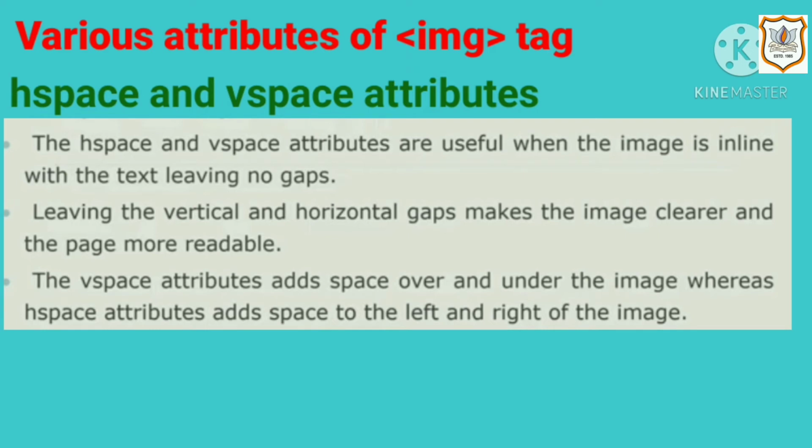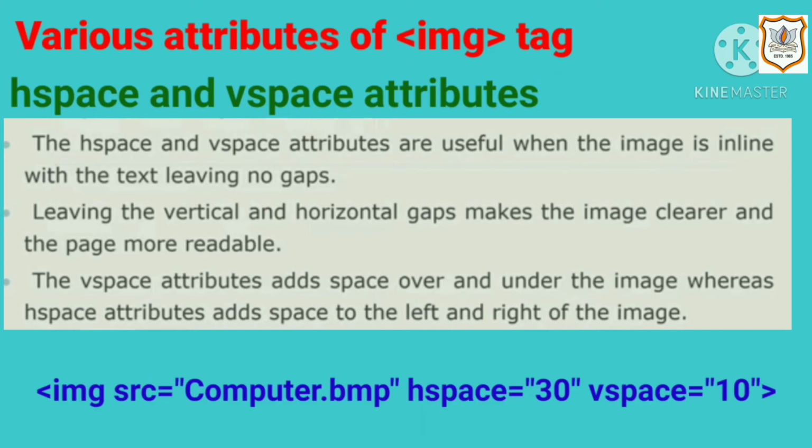The hspace and vspace attributes are useful when the image is in line with the text, leaving no gaps. Leaving the vertical and horizontal gaps makes the image clearer and the page more readable. The vspace attribute adds space over and under the image, whereas the hspace attribute adds space to the left and right of the image. Example: img src equal to computer.bmp, hspace equal to 30, vspace equal to 10.